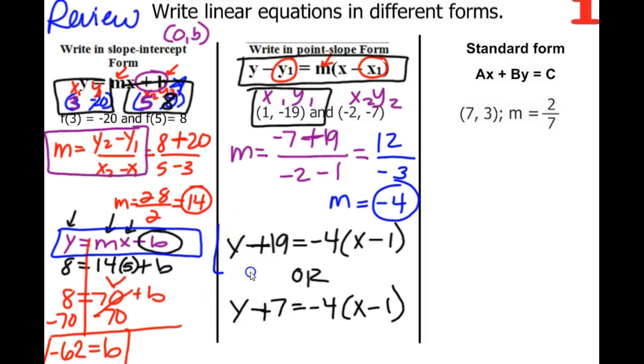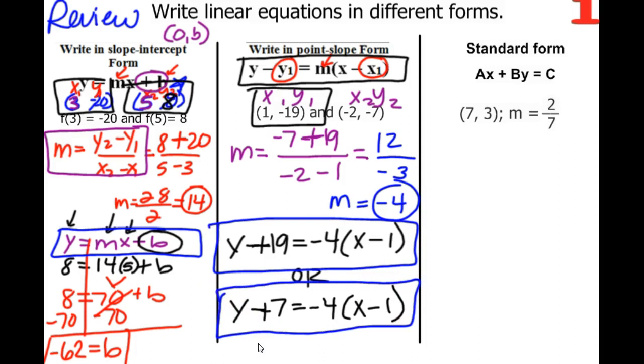So either of these would be acceptable answers on your test. You don't have to write both. Oops, I made a mistake here. This isn't x minus 1, it's x minus x1. We use the second point, which is a negative 2. That made a positive. So be careful, like I said.